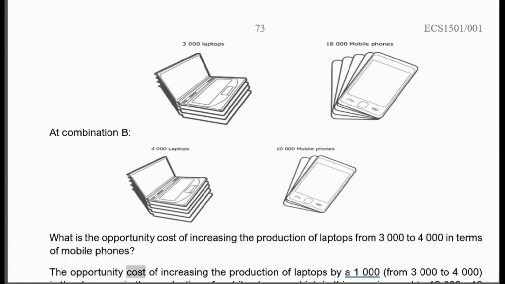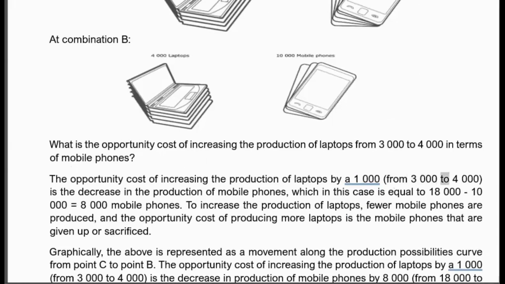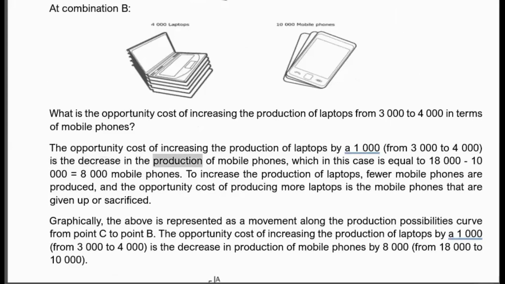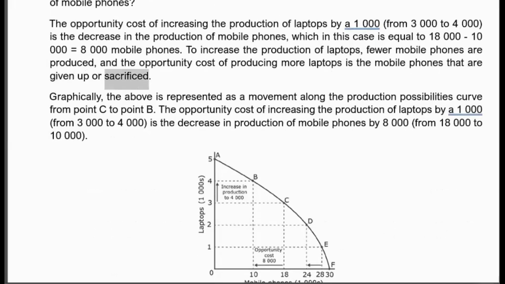The opportunity cost of increasing the production of laptops by 1,000, from 3,000 to 4,000, is the decrease in the production of mobile phones, which in this case is equal to 18,000 minus 10,000, which is equal to 8,000 mobile phones. To increase the production of laptops, fewer mobile phones are produced, and the opportunity cost of producing more laptops is the mobile phones that are given up or sacrificed.